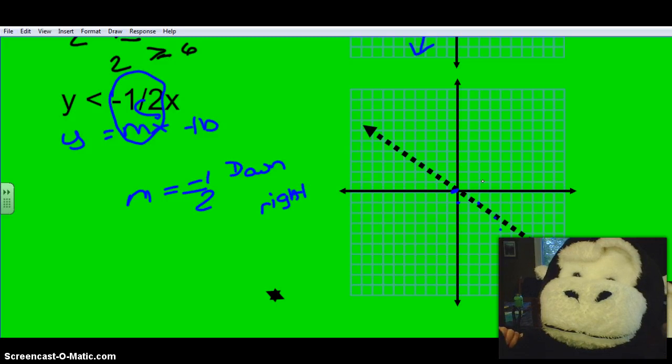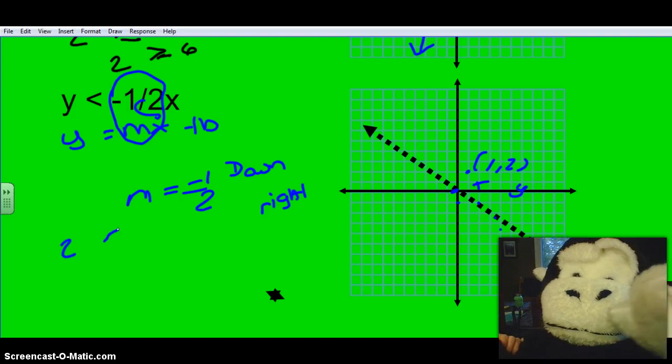So if I go over here, I'm going to pick either a point on this side or this side. It doesn't really matter. I'm going to go ahead and pick this point right here, because if this point is right, it'll tell me to shade this top side. So this is point (1, 2). So x is 1 and y is 2. So if I go over to my equation here, I'm going to plug 2 in for y. That's less than. And then I have negative 1/2, and I'm going to plug 1 in for x.